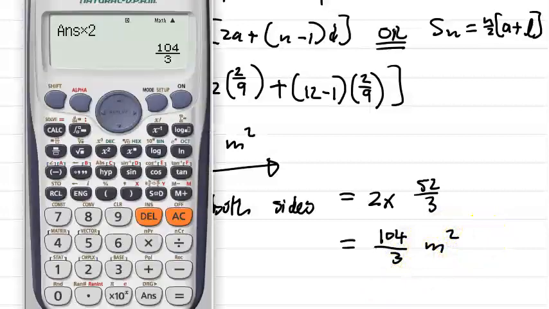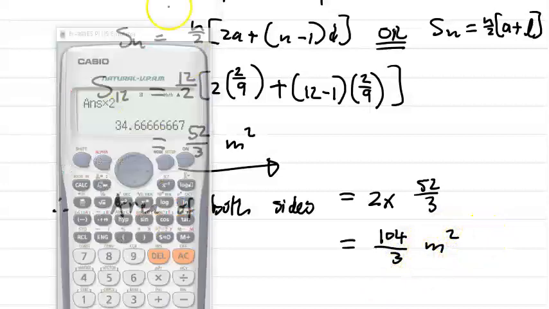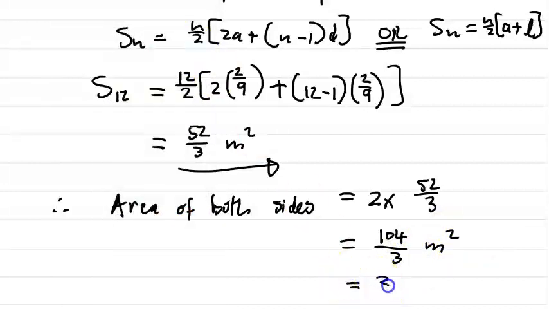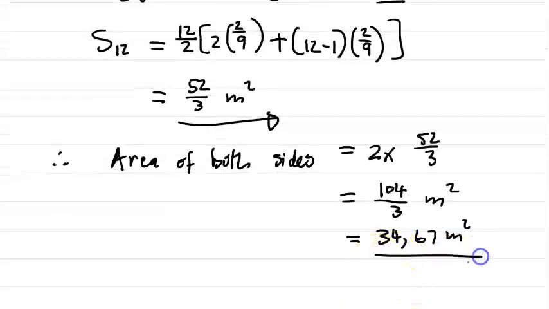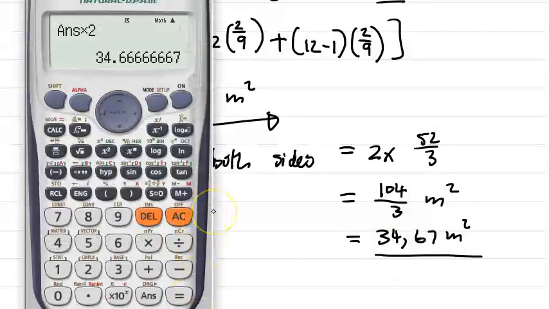If you want to write that as a decimal, well, you can just say 34.67, which will also equal 34.67 square meters of metal sheeting is required to cover both sides of that pavilion.